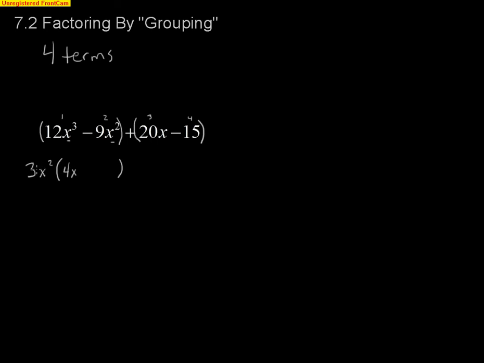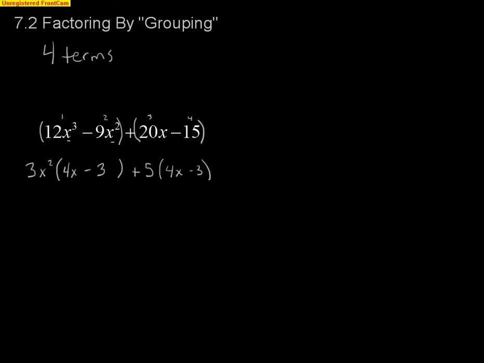If I take out a 3x squared for 12x cubed, that means I'm going to have a 4x. And if I just check my head by distributing, 3x squared times 4x is 12x cubed. And then minus 3, because 3x squared times negative 3 is going to be negative 9x squared. So I factored that first set, and I'm going to go over here and factor this set here, 20 and 15. Well, I know that 5 is my greatest common factor. One includes an x, one does not, so I can't take out an x. So I'm going to have 4x minus 3 left over.